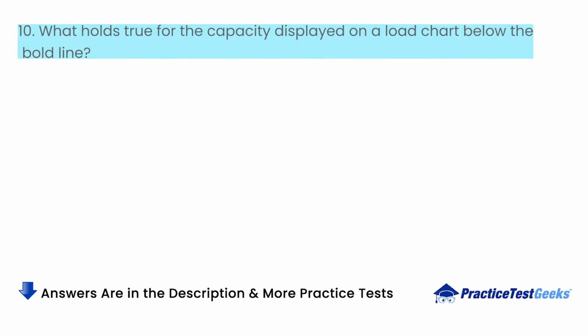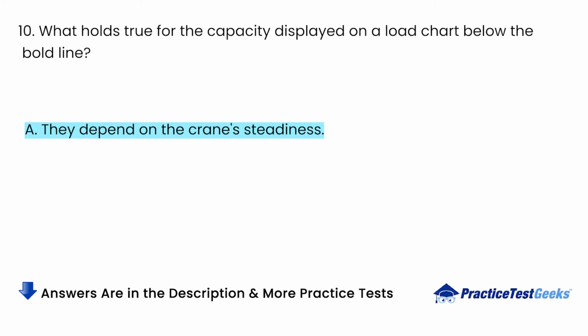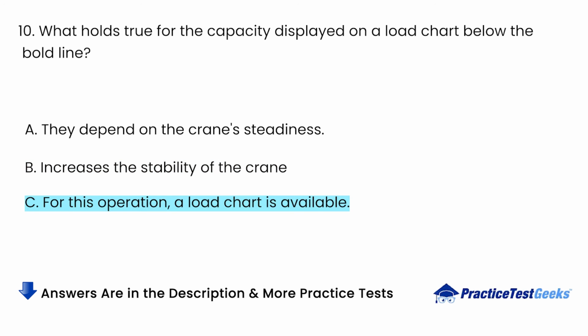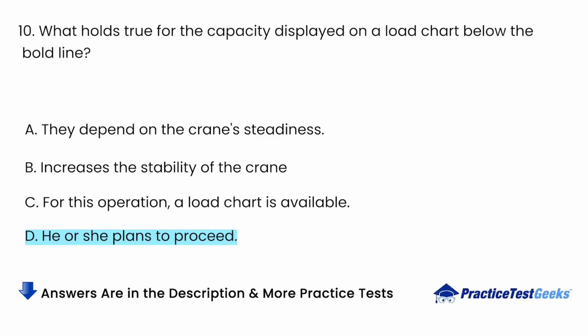What holds true for the capacity displayed on a load chart below the bold line? A. They depend on the crane's steadiness. B. Increases the stability of the crane. C. For this operation, a load chart is available. D. He or she plans to proceed.